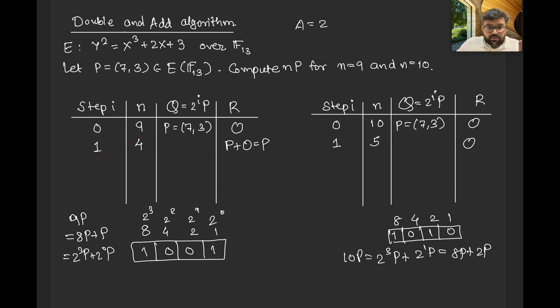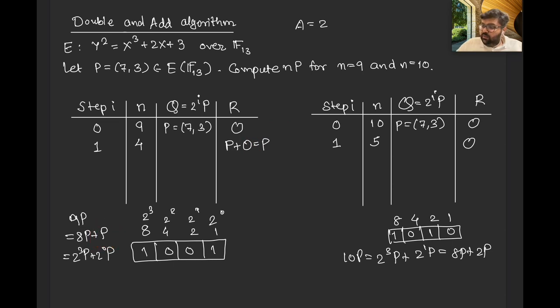Write the quotient. Okay, wait here. If the remainder is 1, add these 2 points here. If the remainder is 0, don't do anything, just copy this one here. No need of addition. So here you can observe that we have got P, because P is there.